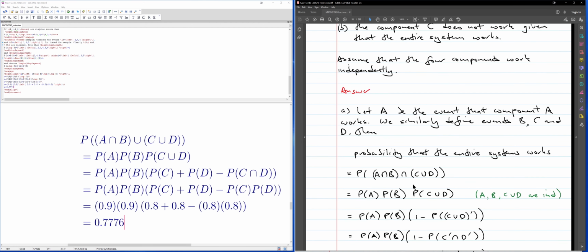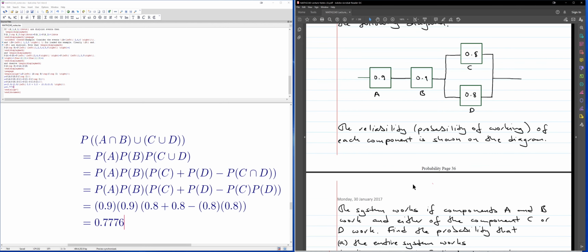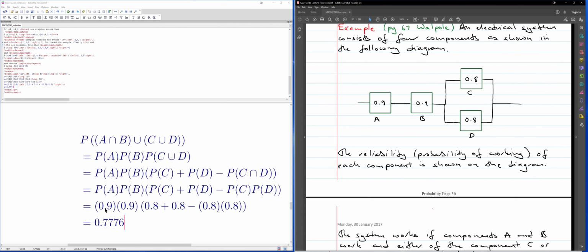It's given to me in the question that the probability of A working is 0.9, probability of B working is 0.9, C is 0.8, D is 0.8, and likewise I use probability C and probability D, both 0.8, over here. Okay, so I get this numerical expression and I just evaluate it and I get my answer, which is 0.7776.